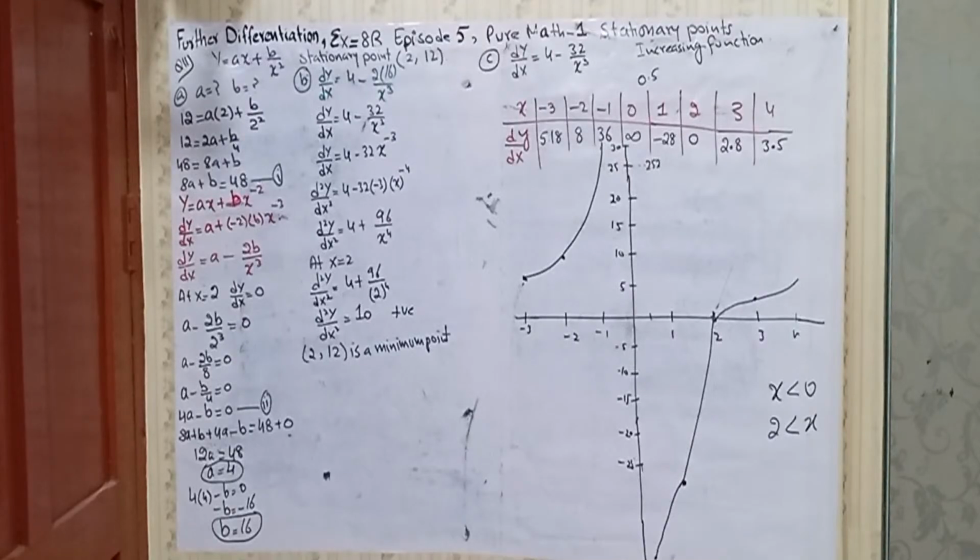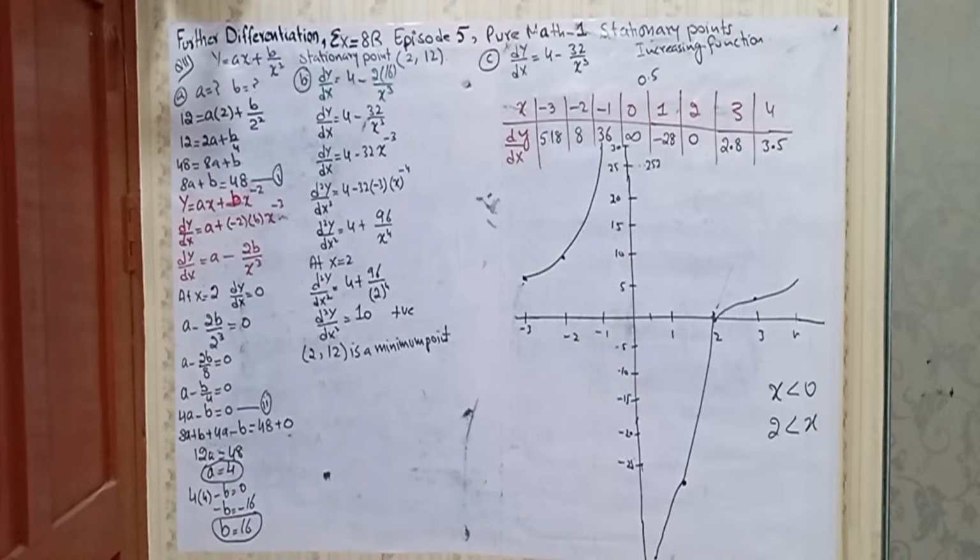The decision is on what values of x the graph will be increasing. That graph will be increasing on those values of x where the dy by dx value is positive. So what I did is a quick calculation. I made a graph, x and dy by dx. I took dy by dx on the y-axis and x on the x-axis. Then I plotted a graph.